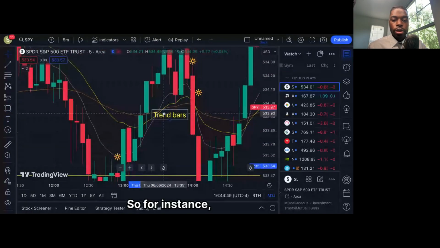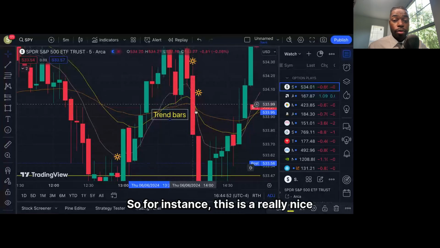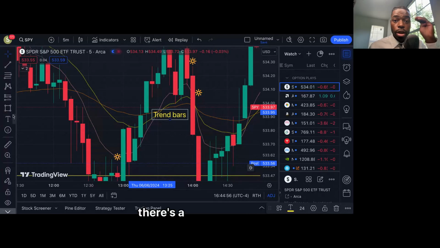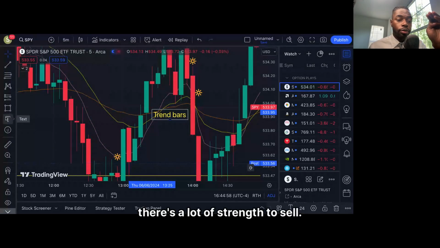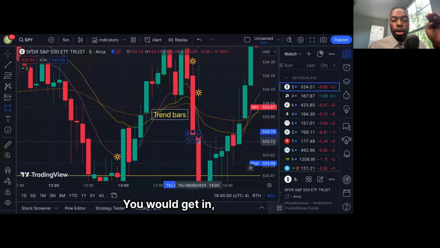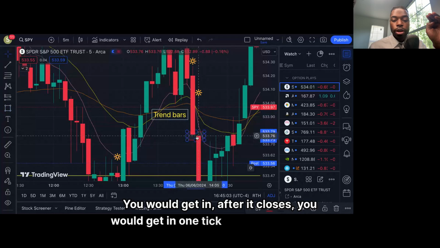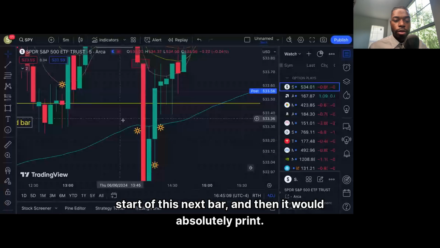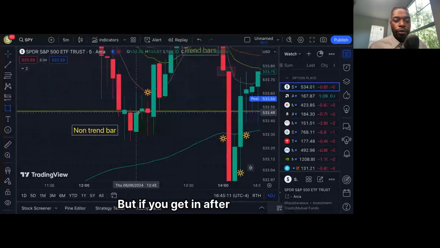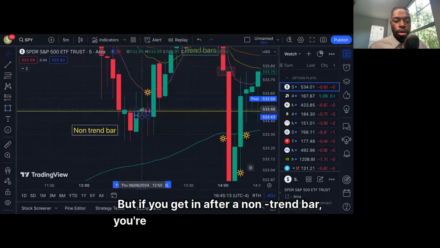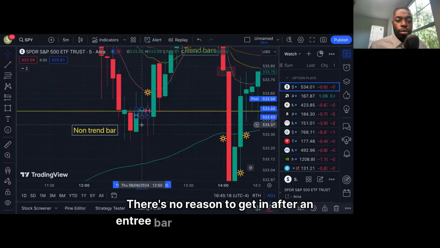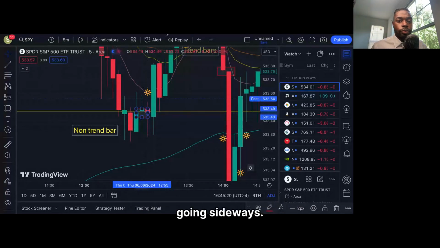So for instance, this is a really nice bearish bar close to its low, which means there's a lot of strength to sell. You would get in after it closes, one tick below, which is the start of this next bar, and then it would absolutely print. But if you get in after a non-trend bar, you're going to go sideways for a little bit. There's no reason to get in after a non-trend bar because it just means we're going sideways.